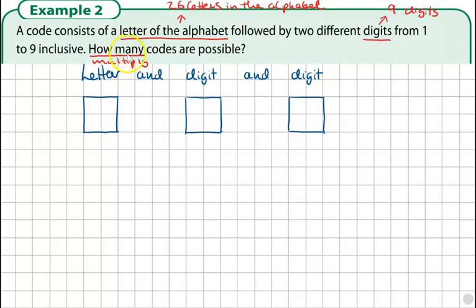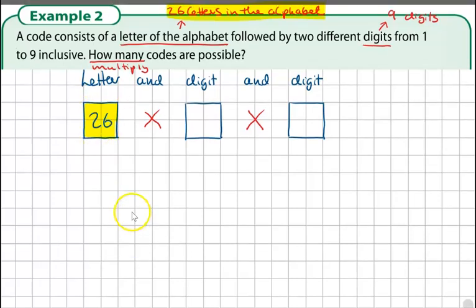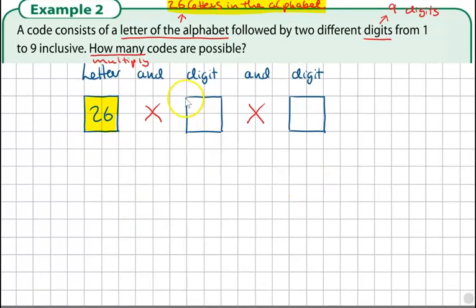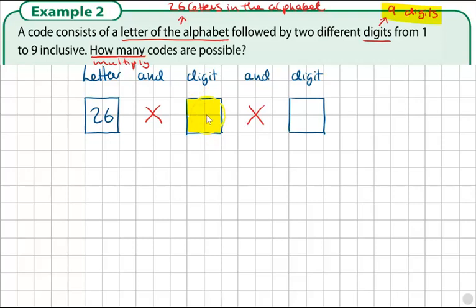When we see the phrase how many, we want to think multiply. And in probability, and means multiply. So we're going to stick multiplication symbols in here. There's 26 letters in the alphabet, so in our first box, we've got 26 letters to choose from. And then for our digits, we've got 9 digits to choose from. So 9 goes in that box, highlighted in yellow.